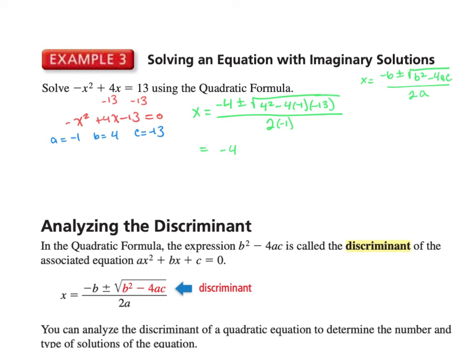Simplify. We got 4 squared is 16. Negative 4 times negative 1 is positive 4. Positive 4 times 13. Is that right? Yep, 52. So it's negative 52, all over 2 times negative 1, which is negative 2. So then we combine 16 minus 52, and we get negative 36.